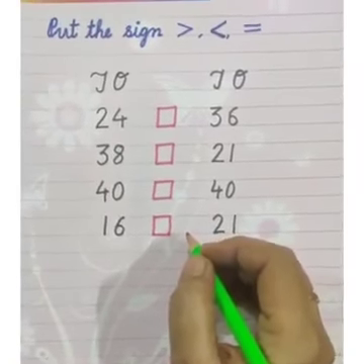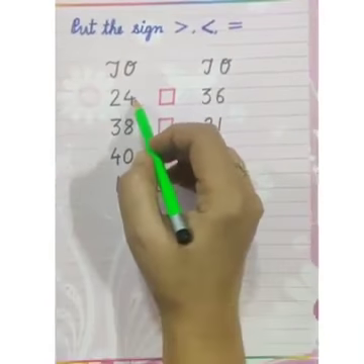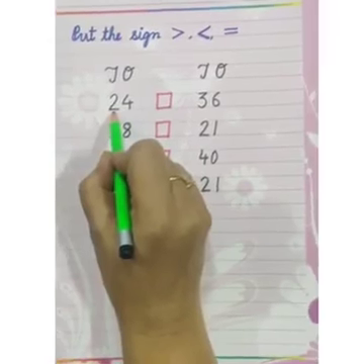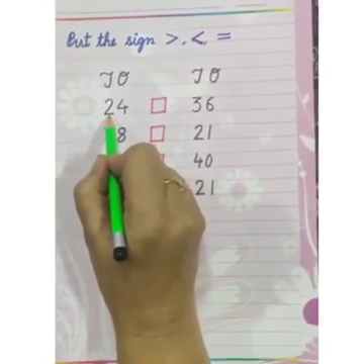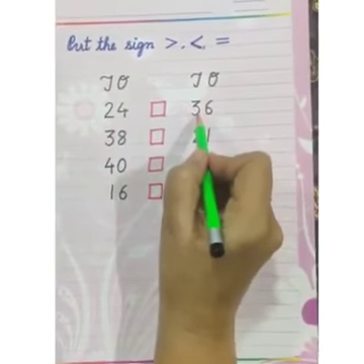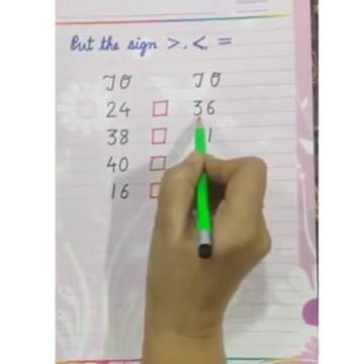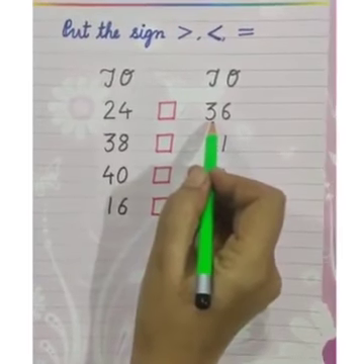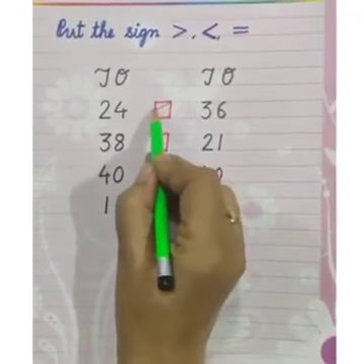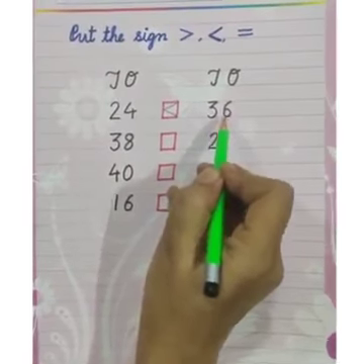Now we will put sign between 2-digit numbers. First we will see number at tens place. Here 2 is at tens place and here 3 is at tens place. So which is greater? So 3 is greater. So alligator eat 36 number means 36 is greater number.